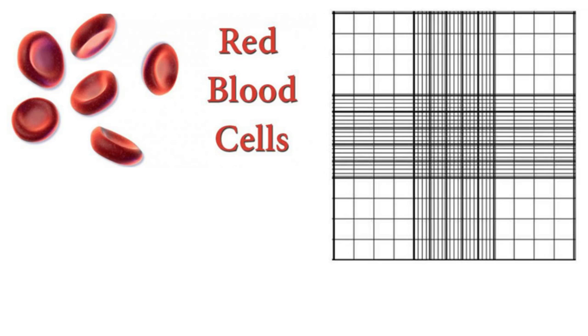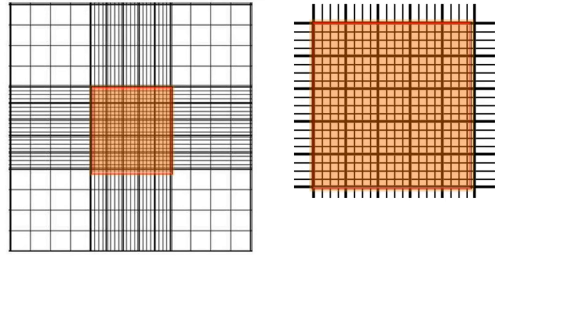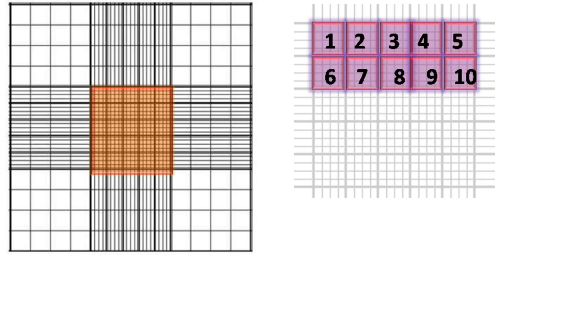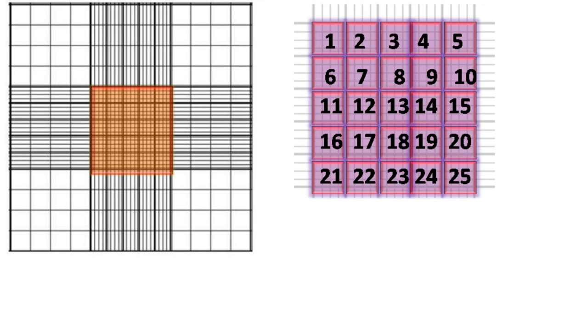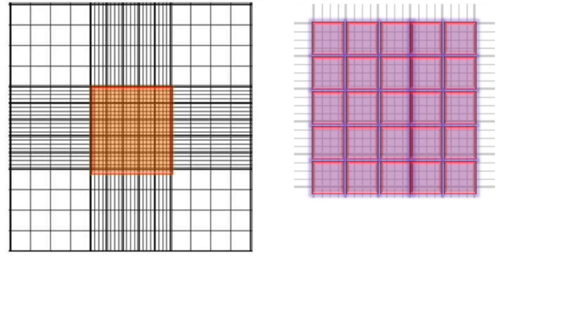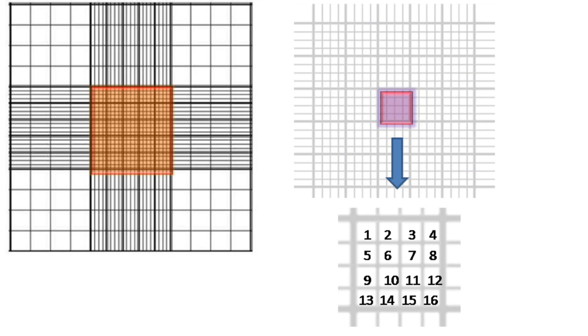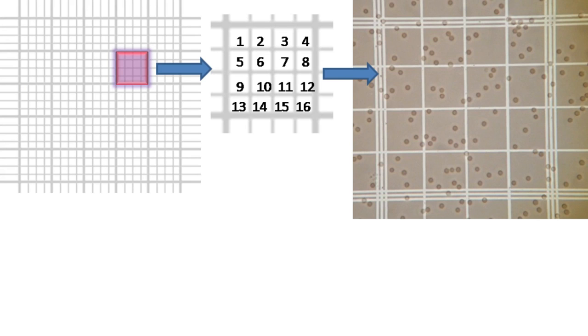Okay, let's take a second example. Suppose you want to calculate the total number of RBCs in a given blood sample. Because RBCs are so small, we need to use the small squares in the center and a high magnification. Now observe carefully. This central square has 25 subsquares, and each subsquare is divided into 16 subsquares. Let's say the total number of RBCs that you count in the subsquare is 82.